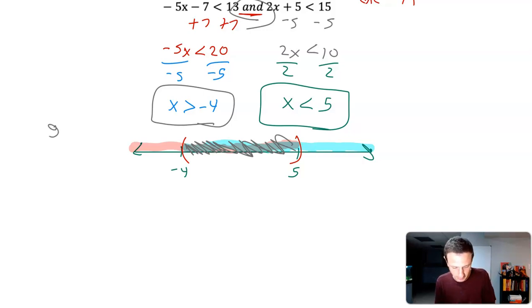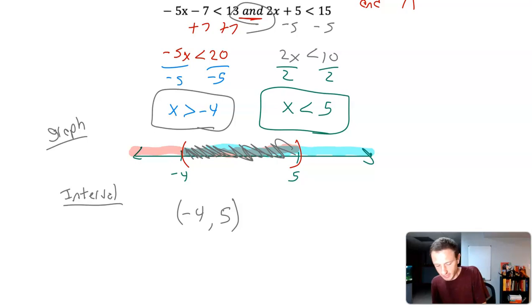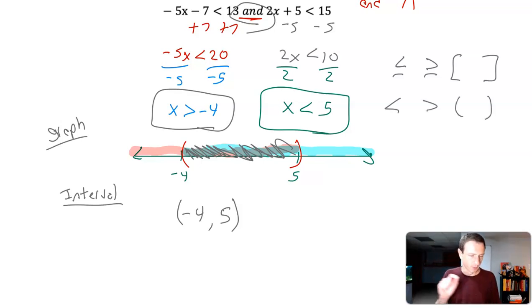So this is the graph, technically. Some questions also might ask for interval notation, which I'd be willing to bet it's going to ask for. In interval notation, we just write the solution set. So this is going to be from negative 4 with the parentheses, because we have strictly greater than, to 5 with a parentheses, because we have strictly less than. If we had less than or equal to, or greater than or equal to, we would use brackets. But here we have strictly less than, strictly greater than, so we use parentheses. So negative 4 to 5 is going to be our interval notation of the solution.